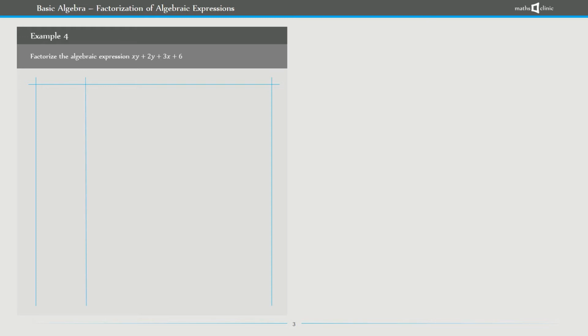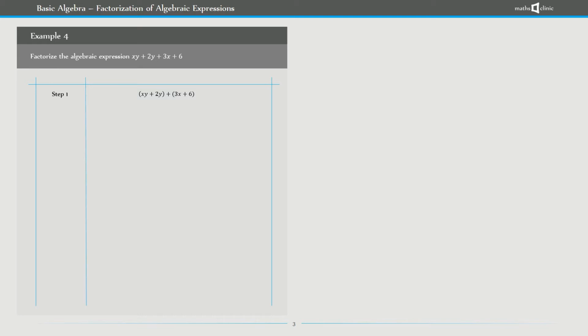Okay, but if you notice something, xy and 2y have a common factor. Okay, I think we can work with y there, and 3x and 6 also have a common factor. You can work with 3 there. So sometimes you have expressions like this. Okay, some of the constituent terms have common factors, but not all. So you can't go ahead and use one common factor for everything. And what you do in this case is you group them.